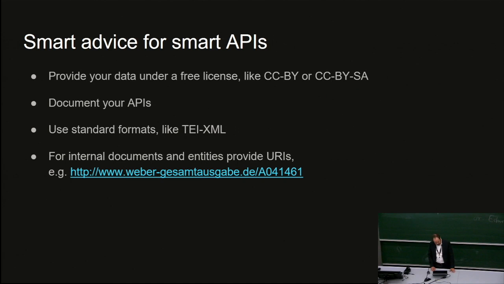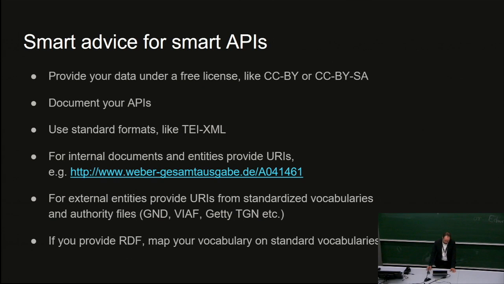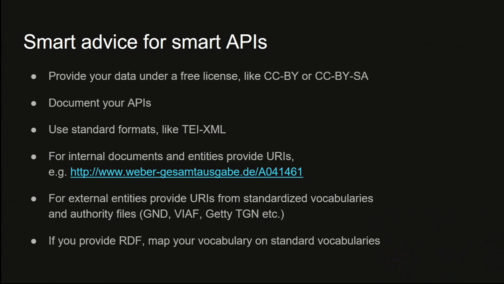That's an example from the Weber Gesamtausgabe, which is a really good example for implementing APIs in digital scholarly editions of letters. And for external entities, provide URIs from standardized vocabularies and authority files like GND, VIAF, Getty, etc. And if you provide RDF, please map your vocabulary onto standard vocabularies. That's the way other data sets can find the connecting points to your data set.